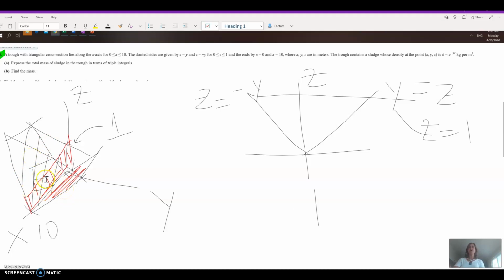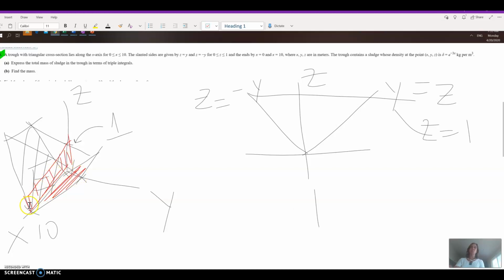Because of that, I am actually going to start with the y's instead of the z's. You can also start with the z's, then you'd be going from this plane, right, where z equals positive y, up until where z equals 1. So if you want to try it that way to verify you get the same answer, that's fine. Right? The mass is unique. There's one specific mass for the finite amount of sludge in this trough. However I compute it, I should get the same answer. I'm going to do it starting with the y's just to show us that we can.